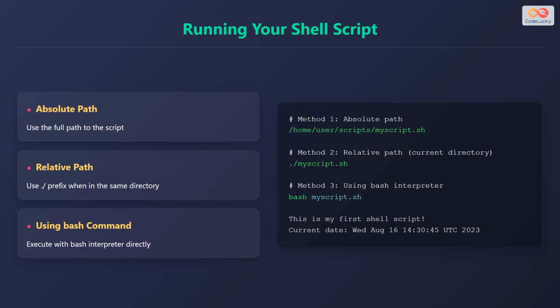Now that our script is executable, let's run it. There are several ways to run a shell script. The first way is to use the absolute path, which is the full path to the script from the root directory. The second way is to use the relative path. If you are in the same directory as the script, you can use ./ followed by the script name. The third way is to use the bash command followed by the script name. This tells bash to execute the script. The code box shows examples of each method and the expected output, which includes the message from the echo command and the current date.